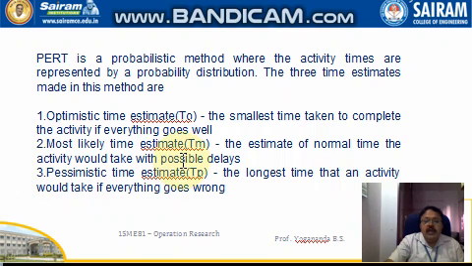Then the most likely time estimate, TM. Here the project manager is not too optimistic nor too pessimistic. He will consider the possible delays and assign the normal time the activity would take. Then the pessimistic time estimate, TP. Here the longest time that an activity would take if everything goes wrong will be assigned. The project manager is very pessimistic here, so he will consider all the possible delays and interruptions and assign the longest time for each activity.